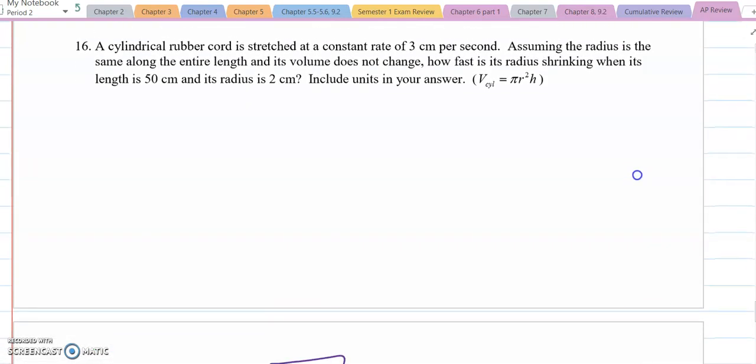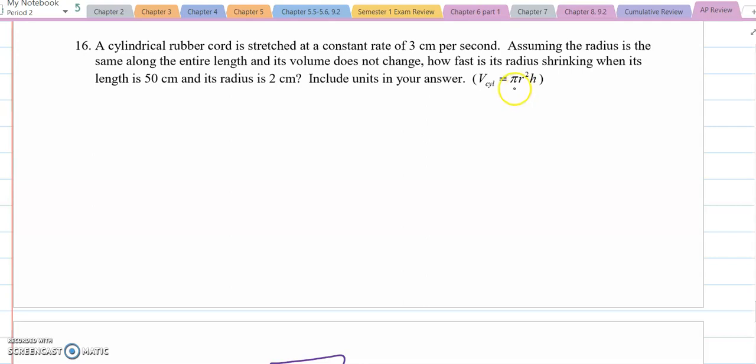Let's go back to number 16. A cylindrical rubber cord is stretched at a constant rate of 3 centimeters per second, assuming the radius is the same along the entire length and its volume does not change. How fast is its radius shrinking when its length is 50 centimeters and its radius is 2 centimeters? Indicate your units in your answer.